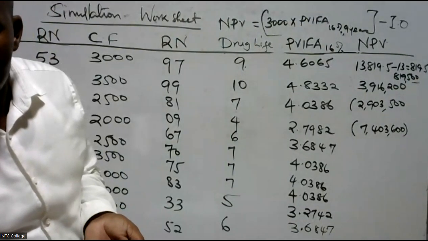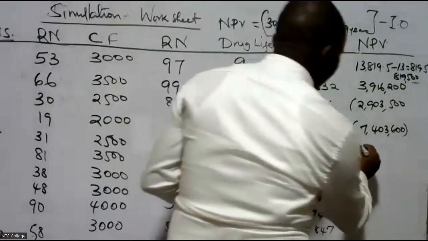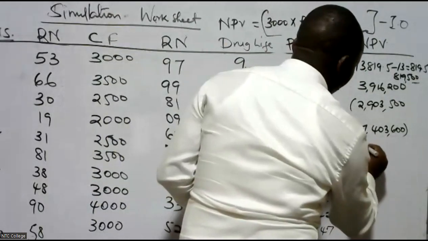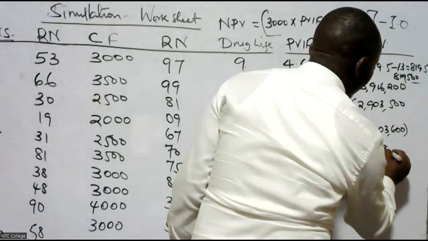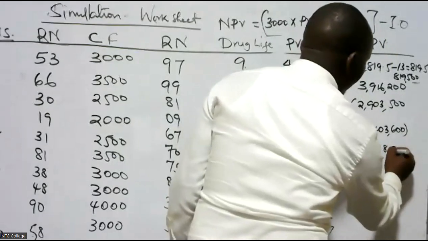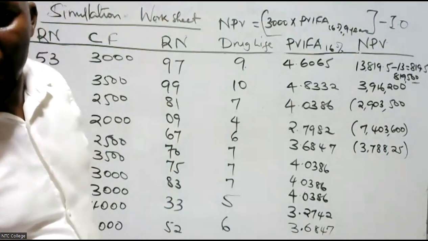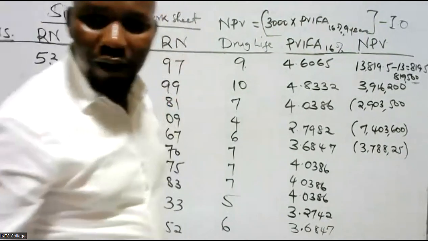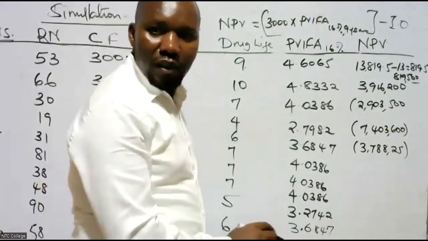We have 3,782,500. That is number 5. So number 5 is positive, or negative. 3,782,500. Negative 8,842. That is number 6, is 1,135,100. Negative.